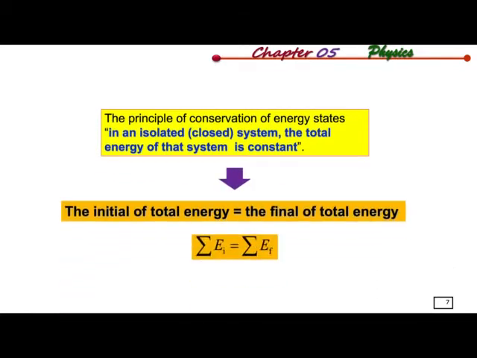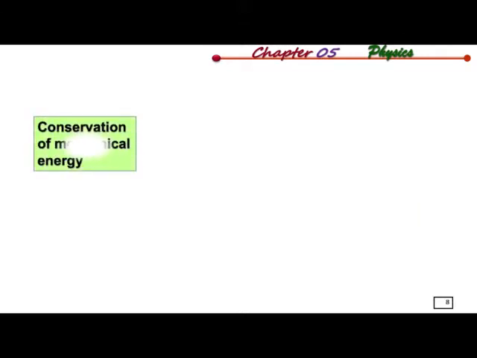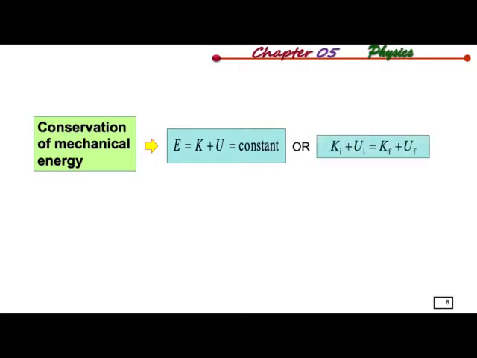The principle of conservation of energy states that in an isolated closed system, the total energy of the system is constant. That means the initial total energy is equal to the final total energy. The conservation of mechanical energy is defined as total energy is equal to kinetic energy plus potential energy is equal to constant, or kinetic energy initial plus potential energy initial is equal to kinetic energy final plus potential energy final.